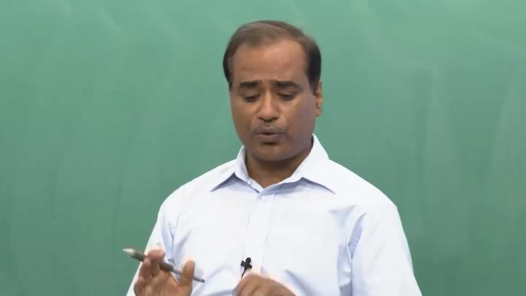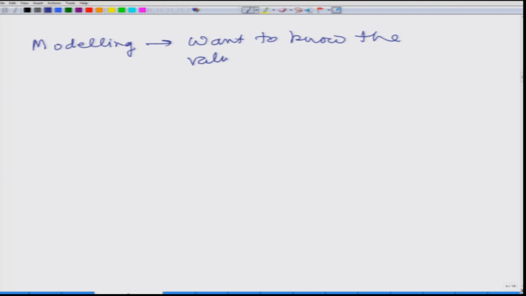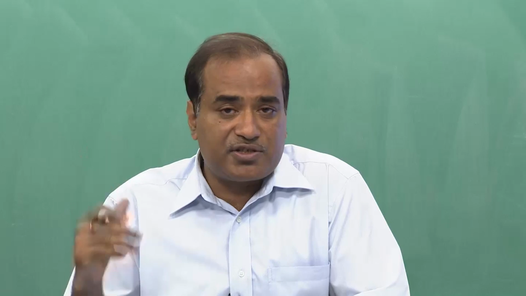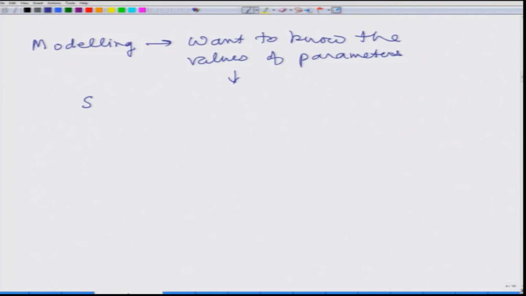So in statistics, whenever I say that I want to do modeling, it simply means I want to know the values of the parameters. So the question is how do we know them? They are unknown to us. They exist in nature, that is okay, but we have no idea. So in this case, the statistical tools help us.